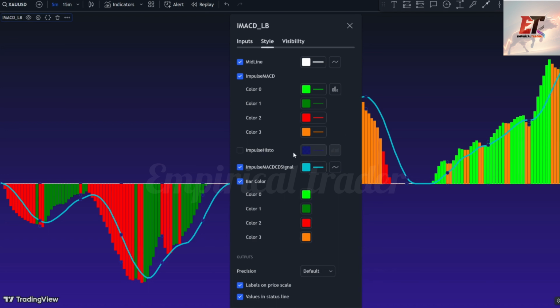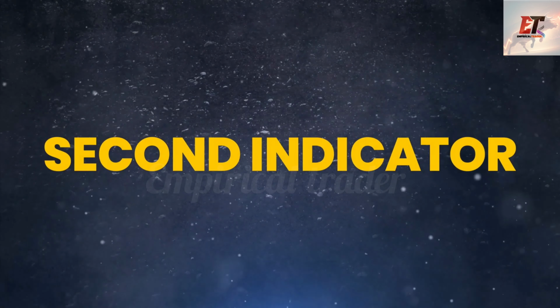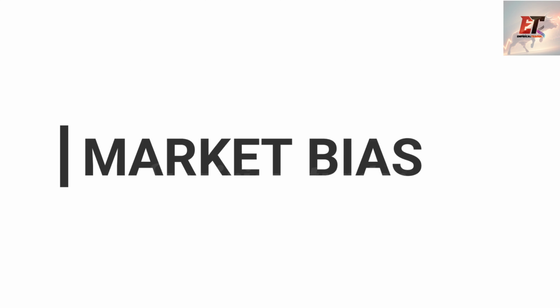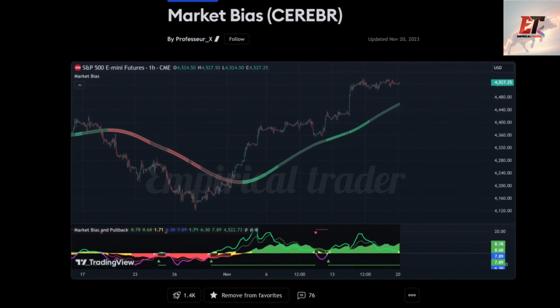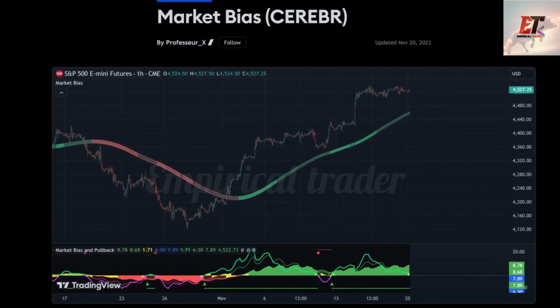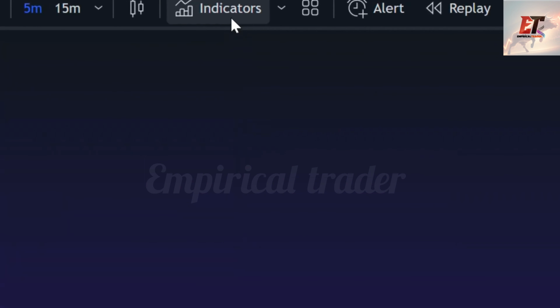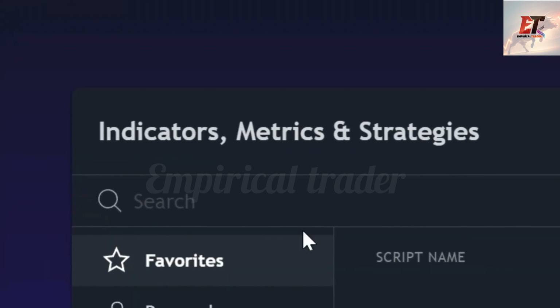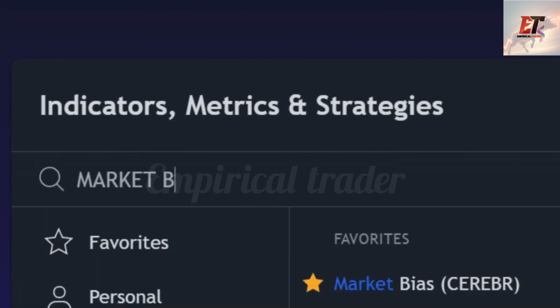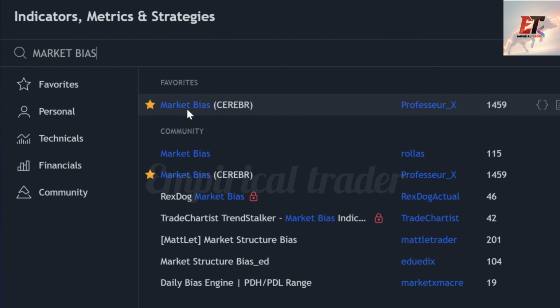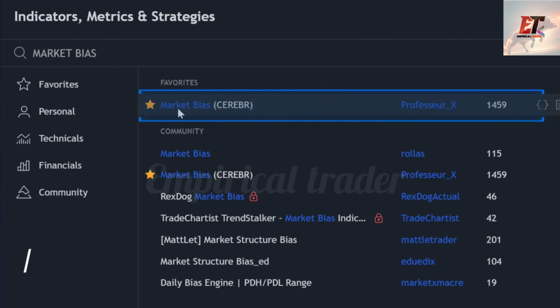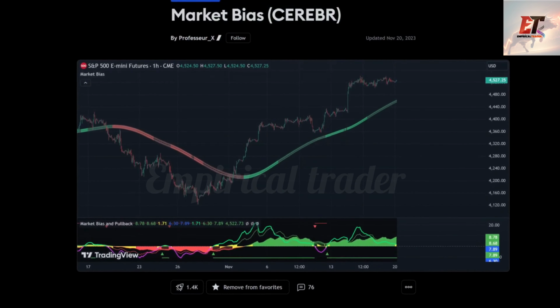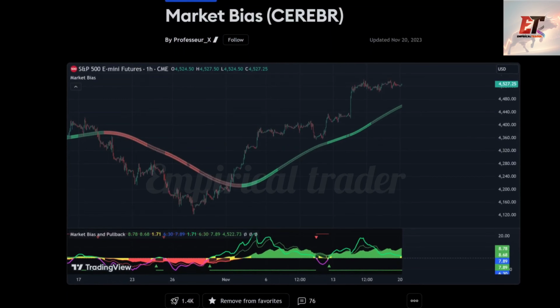Now we've got a dynamic duo of indicators to work with here, but before we get into how the Impulse MACD does its magic, let's bring in another star of the show, the market bias indicator. It's like a trusty sidekick helping us get a feel for the market. To add it to your chart, find that indicators button again and give it a click. You'll see that handy search bar. Go ahead and type in market bias. Sift through the results, spot the one that you're looking for, and click on it to add it to your chart.